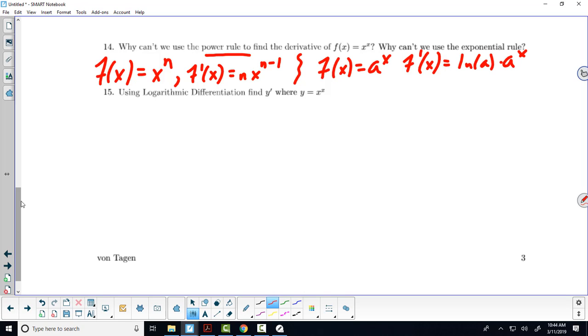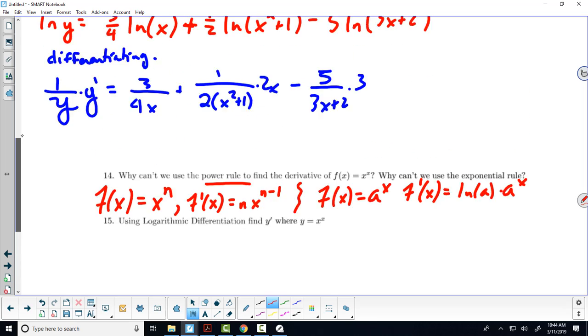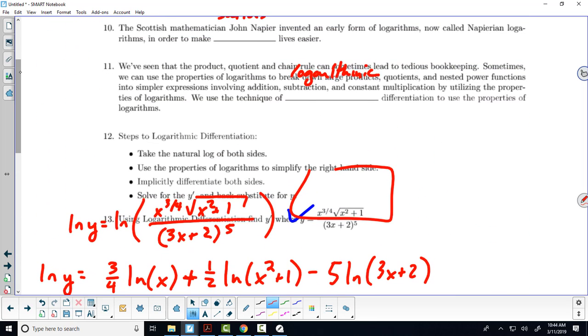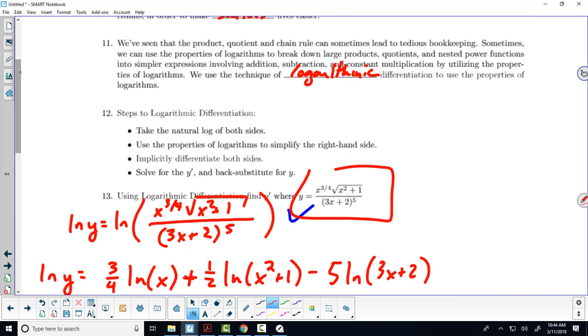What technique are we going to use here, folks? We're going to use the technique of logarithmic. Everyone say this. Come on, folks. This is what? Logarithmic differentiation. How do you use logarithmic differentiation? Take the natural log of both sides. You start off by taking the natural log of both sides.